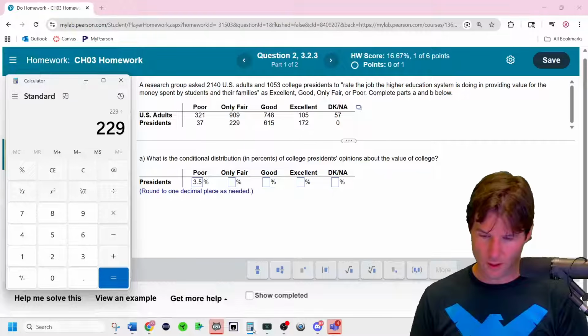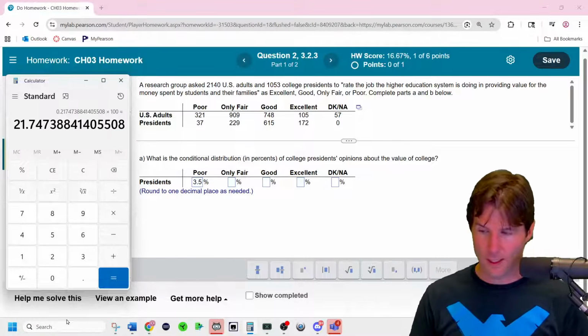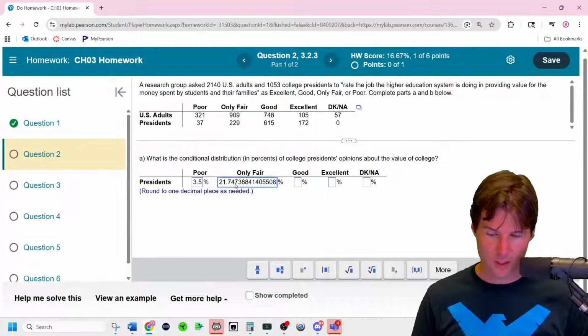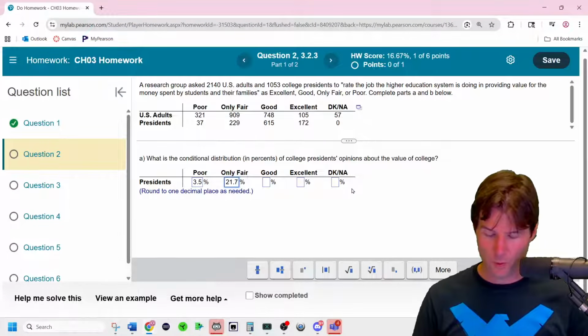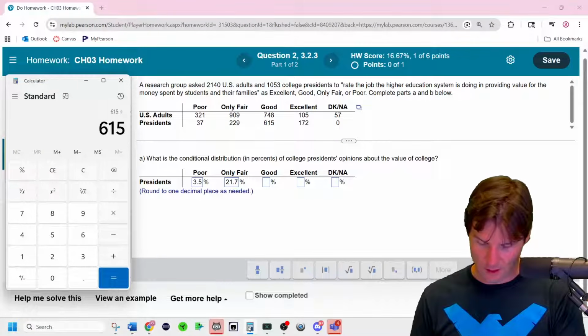229 is the amount that think only fair out of the 1053 total. And then we're going to times by 100, even though we can do it in our head. But we're going to copy with Control or Command C and paste in. And that one also rounds to there. Next, we're going to do the 615. And we're going to do the 1053.